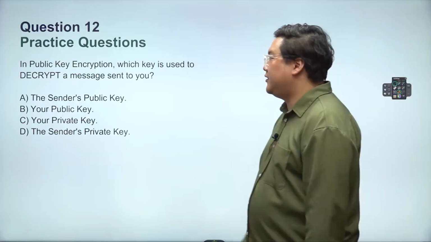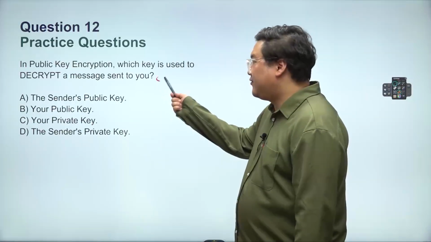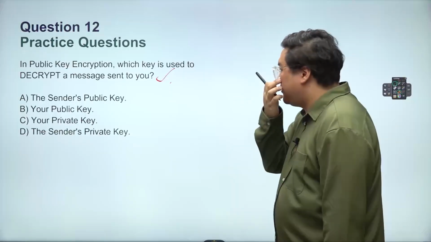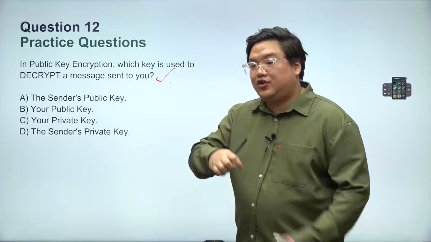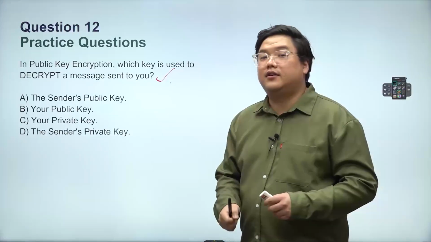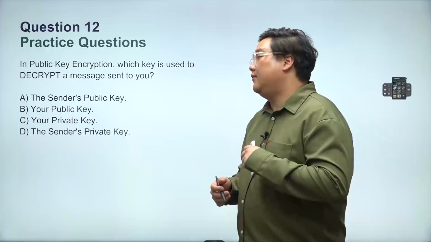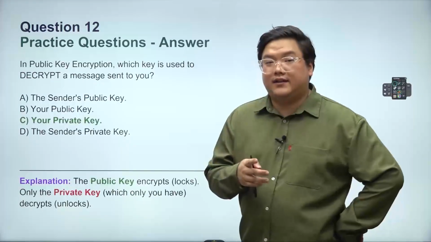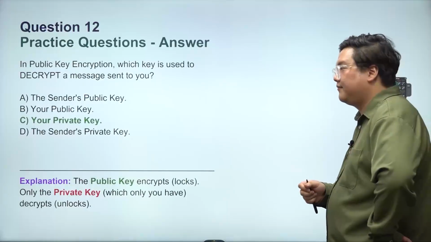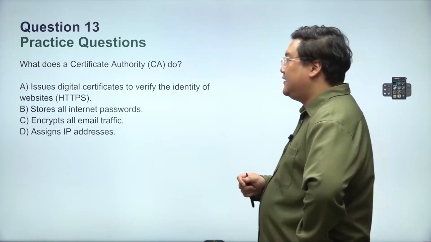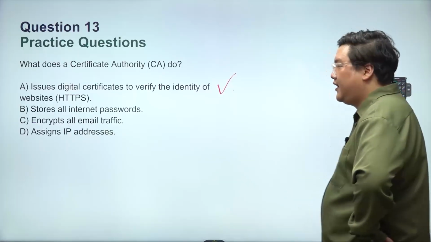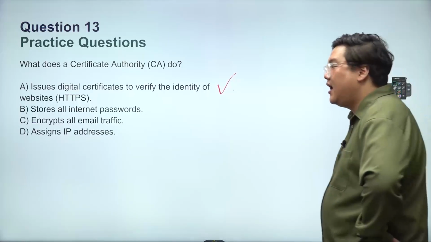In public key encryption, which key is used to decrypt a message sent to you? So in public key encryption, we said public key is shared by everyone, which can be used to lock the message, right? So it's going to be your private key that will be used to decrypt a message. And what does a certificate authority do? They issue digital certificates to verify the identity of the websites.